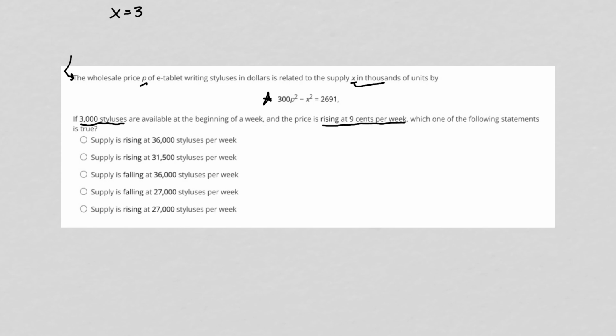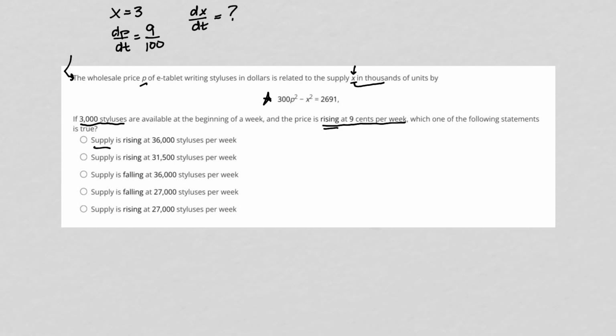Okay, so we know P is price, so rising price at 9 cents per week means a change in price, which we can think of as dP dt. So dP dt is equal to 9 cents, which I will write as a fraction, 9 out of 100. Which one of the following statements is true? All of our statements have to do with the supply and whether it's rising or falling. Our supply is related to the term X, which means the question is asking for a dx dt, right? Our change in supply. So that's our question.